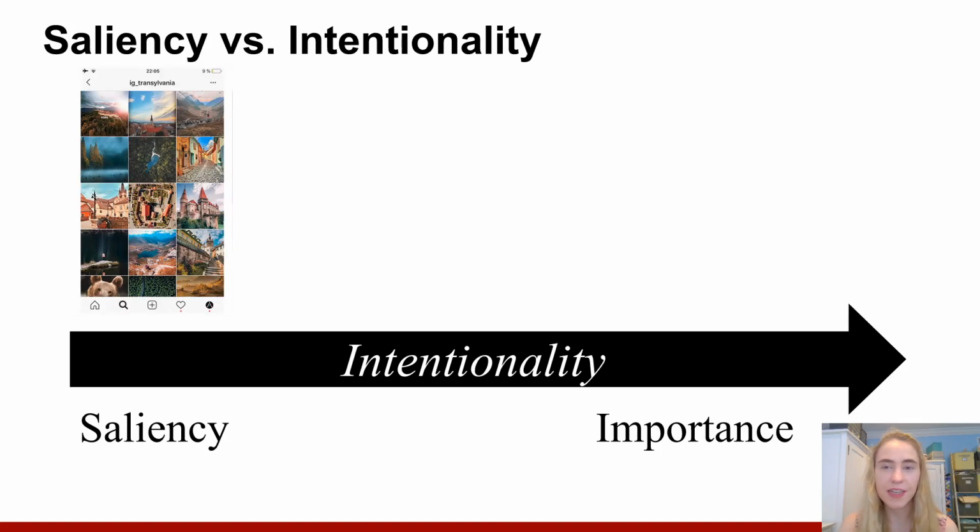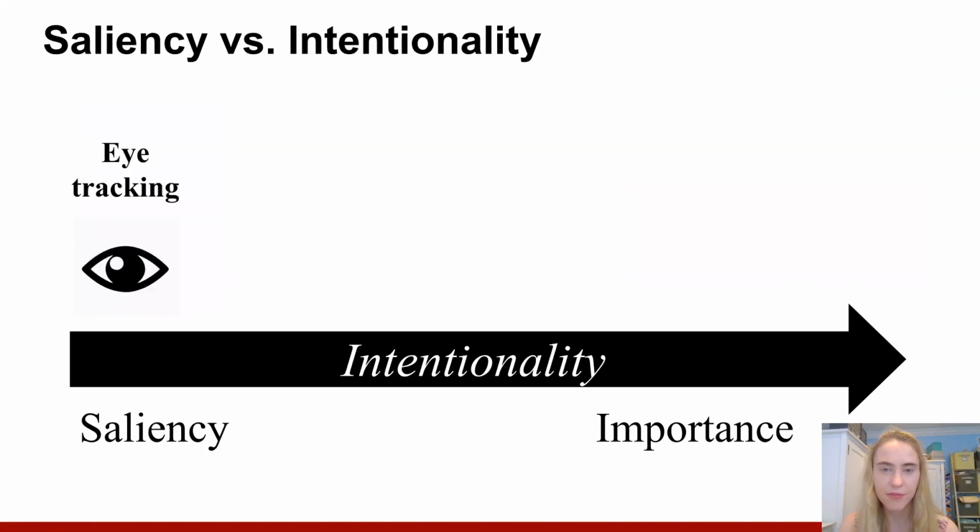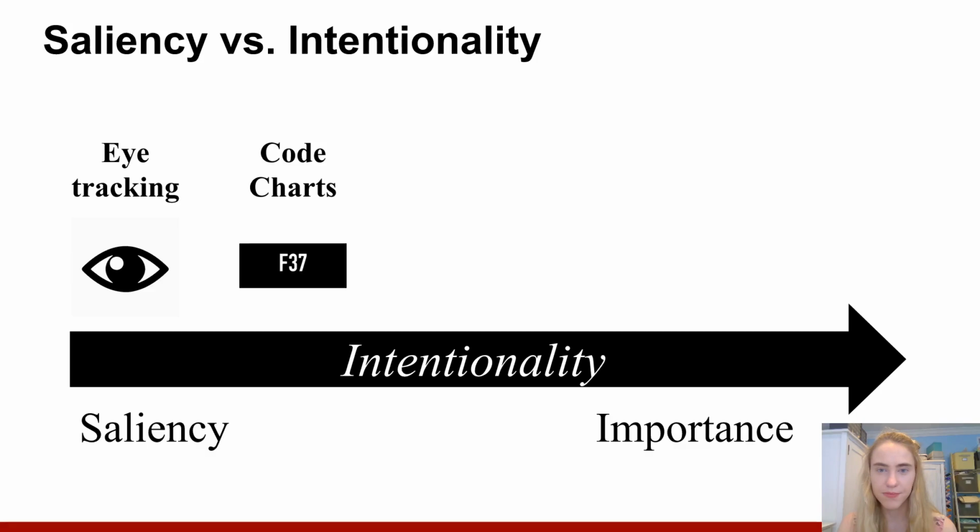Intuitively, you can think of saliency as like when you're scrolling through Instagram and images are popping out at you. Whereas you can think of importance as more like when you're annotating your textbook and you're actually reflecting on the content and then annotating it somehow. We think that an interface's place on the saliency importance continuum is a function of its intentionality. Eye movements capture saliency because they require no explicit user interaction.